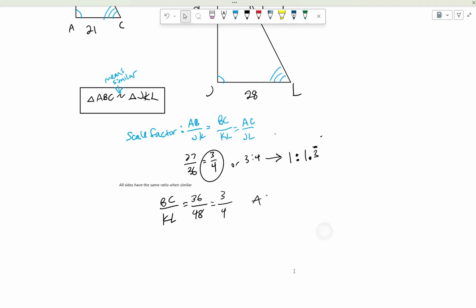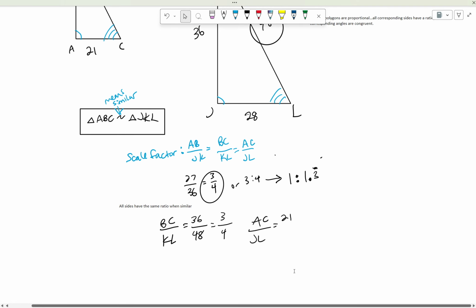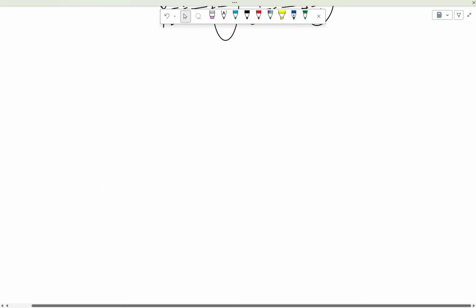Or AC, first and third, to JL, first and third. AC was 21. JL was 28. Both of those divisible by 7. And again, 3 to 4. Of course, 3 to 4, 3 to 4. So sometimes we'll be asked if something is similar, but when it is, given that it's similar, we'll actually be able to solve a proportion.